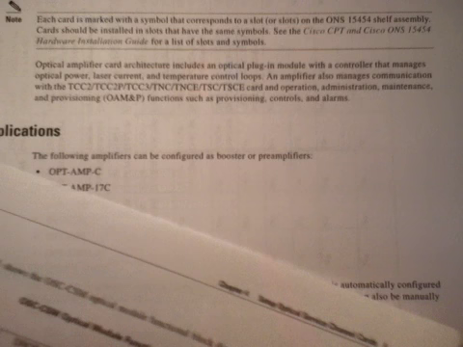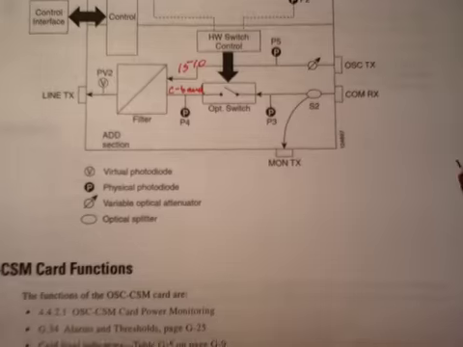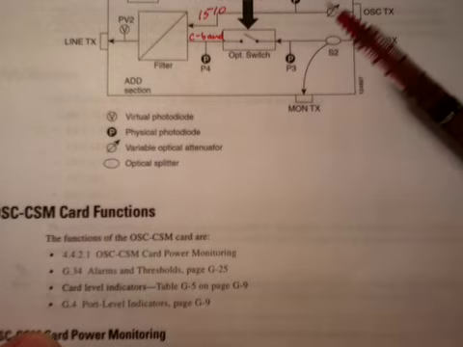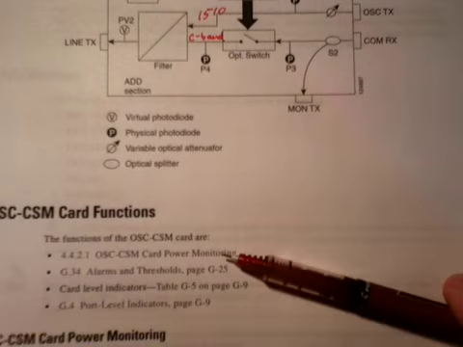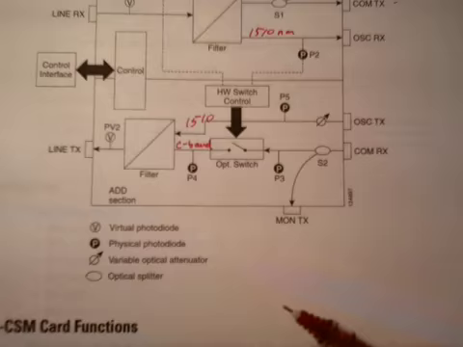Here's the OSC CSM. Do we have the diagram for that? No, it's a fancier version, has more ports on it. You can look up its block diagram in the documentation. I didn't print it out here for this video. Okay, so there's the optical service channel, chapter 4.